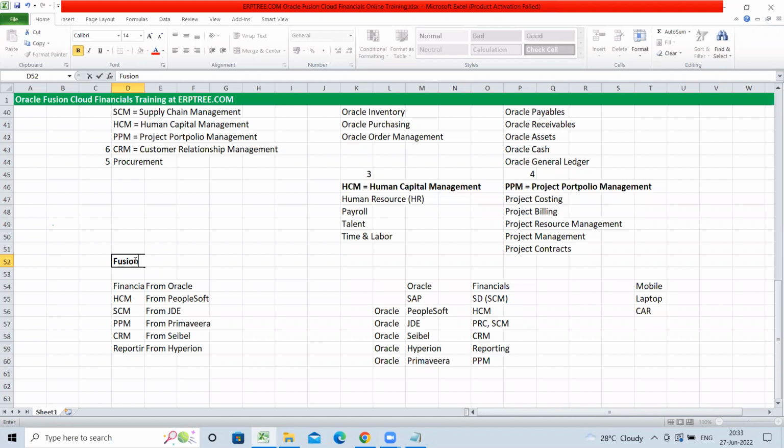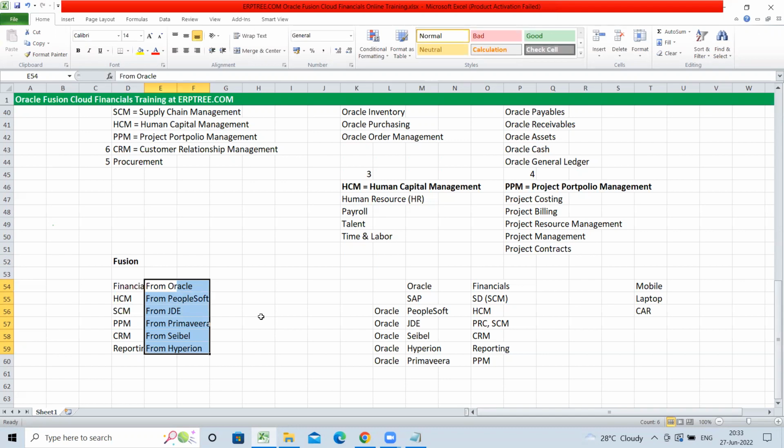And for HCM, the best solution in the market is from PeopleSoft, for SCM the best in the market is from JDE, and for PPM the best product is called Primavera, CRM from Siebel, very famous, and reporting solution from Hyperion. Now, if any company wants to use these applications and goes with Oracle Fusion, they will get everything best, because Oracle already selected the best solutions in the market from the different products on offer.